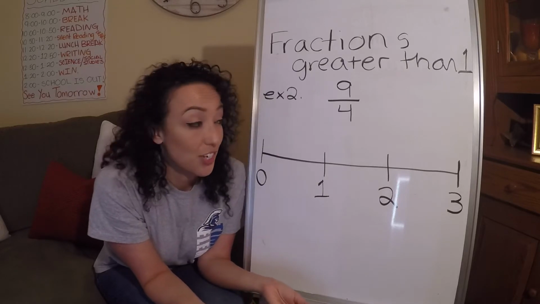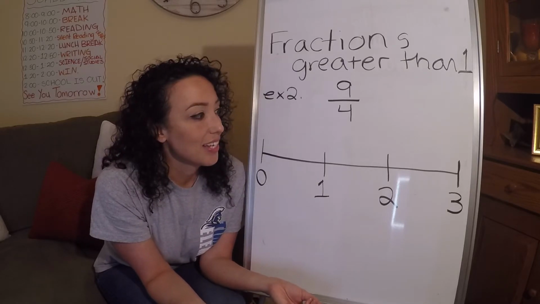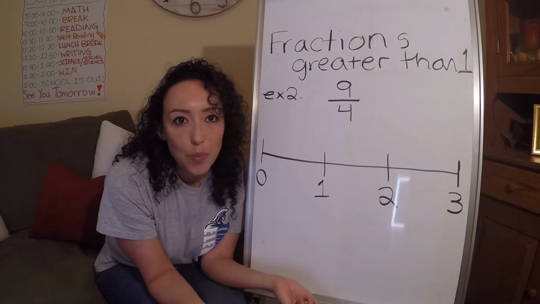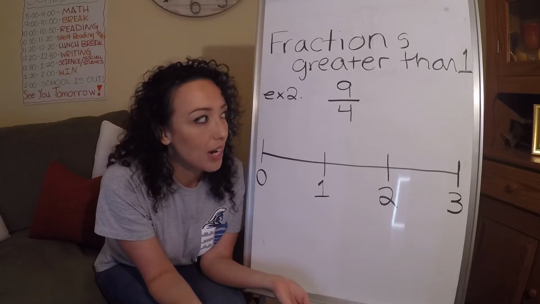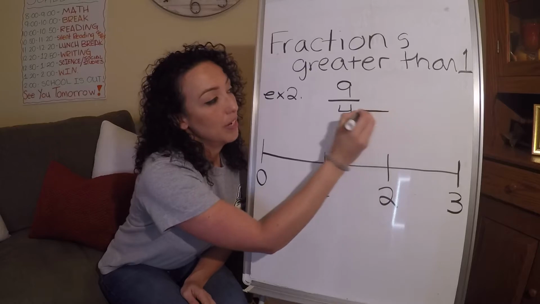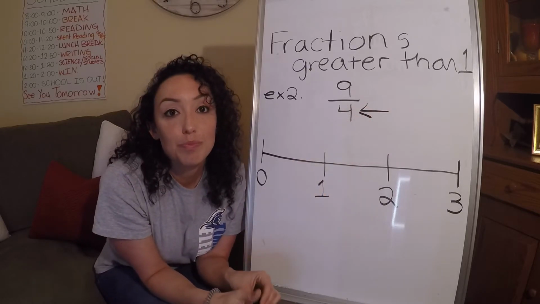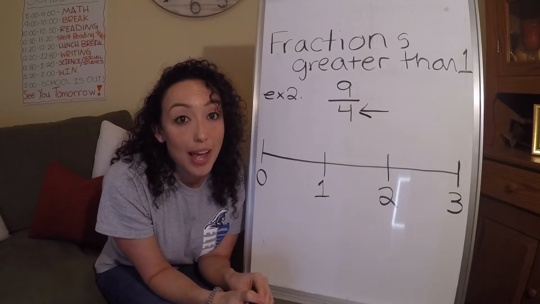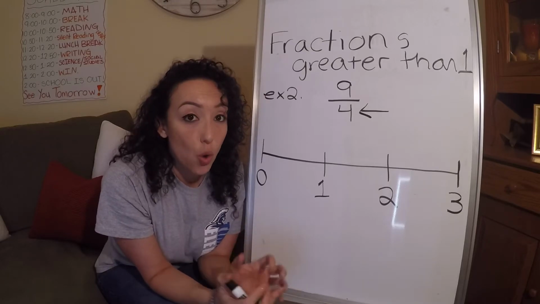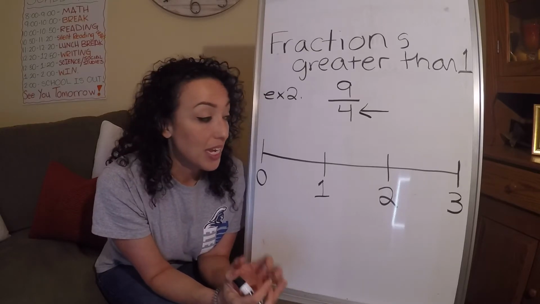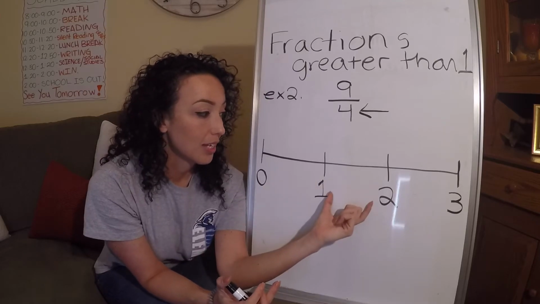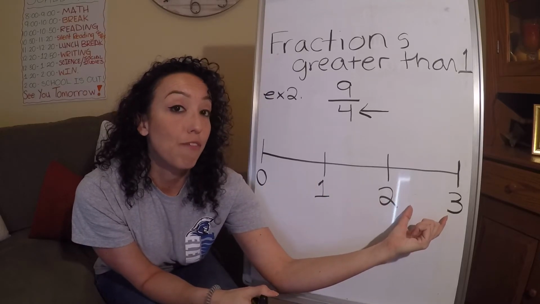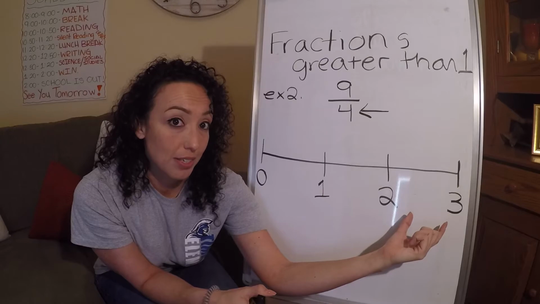Now here's where kiddos get tricked too, is you see it and you're like, well, now what? How do I cut these into equal parts? That's where your denominator comes into play. The denominator tells you how many parts each whole represents. So each whole must be cut into 4 equal parts.